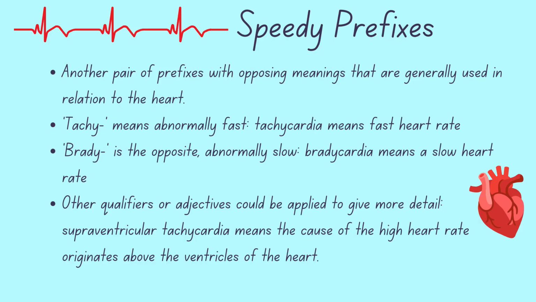Sometimes you can get qualifiers or adjectives applied to give more detail. So supraventricular tachycardia means that the cause of the fast heart rate is above the ventricles of the heart, so it's originating somewhere above the ventricles. So when you're doing medical terminology, a lot of adjectives, descriptors and qualifiers sometimes get added, so that's why it can get quite complicated, especially if you're new to the whole thing.